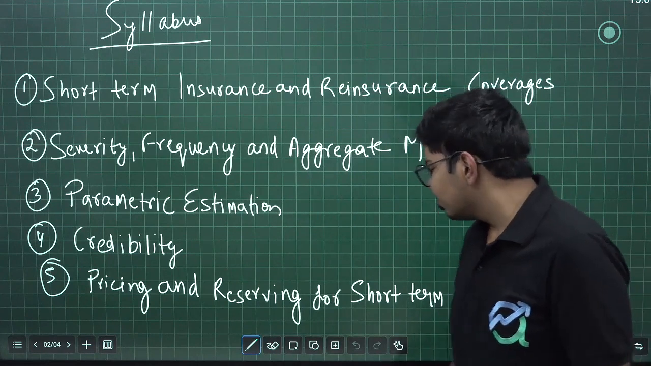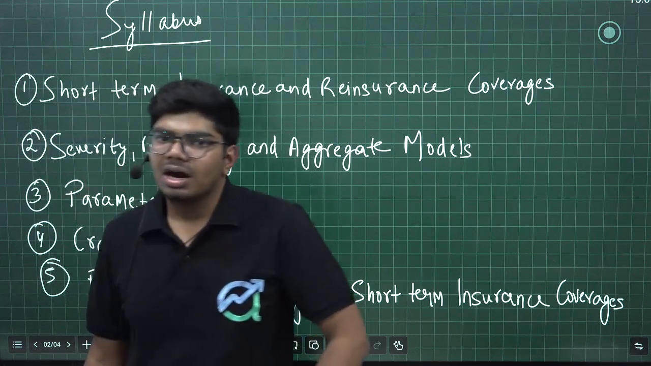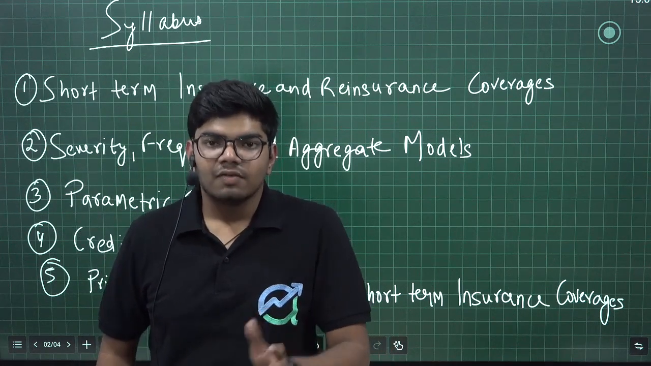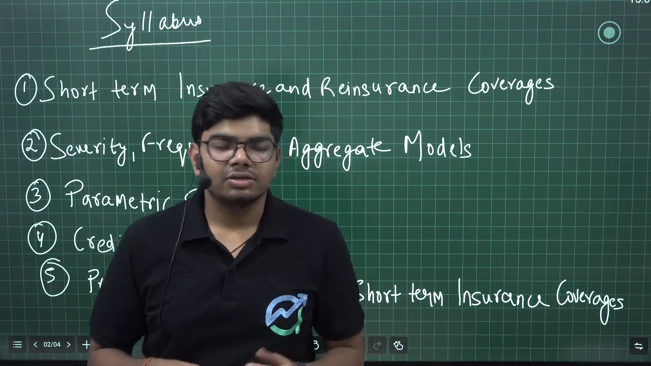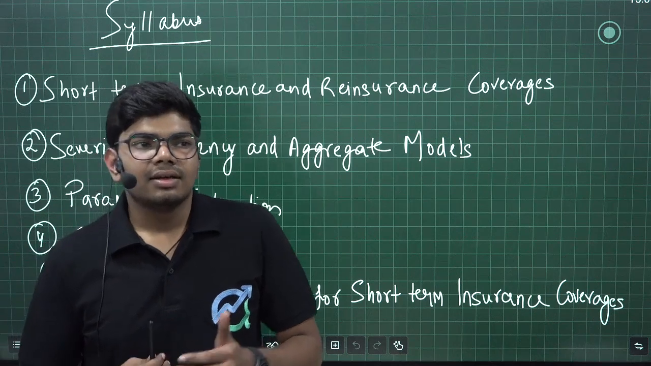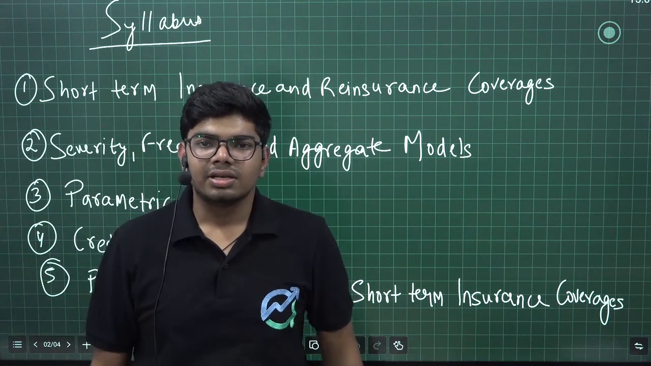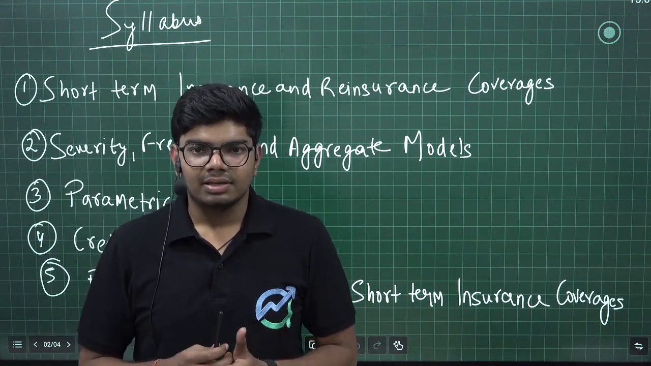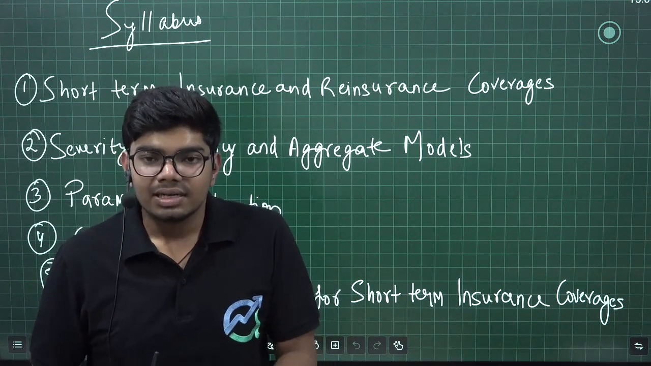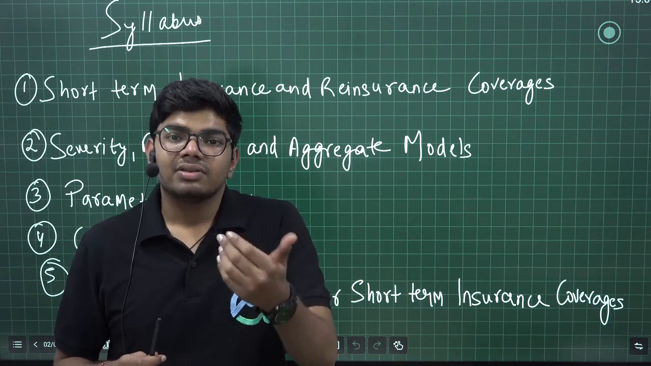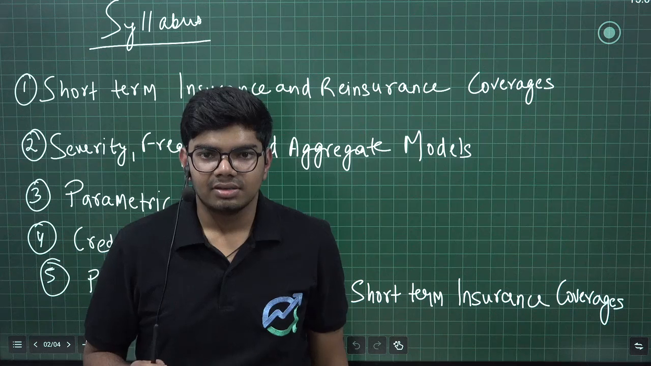Next, you have pricing and reserving for the short-term insurance coverages. What we are going to deal with in this particular part is how to set aside reserves for a short-term insurance policy like a general insurance policy. For a general insurance policy, what usually happens is that an accident can happen in a particular year and the claims will be reported maybe 2 or 3 years from now. Something like this can happen. There is always a time lag between the time when the accident occurs, the time when the claim is reported, the time when the payment happens, and the time when a dispute regarding the payment happens.